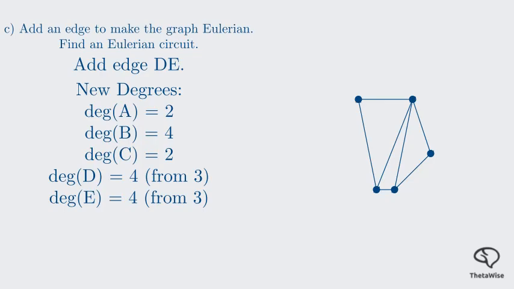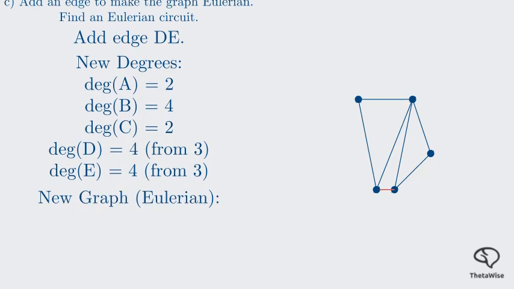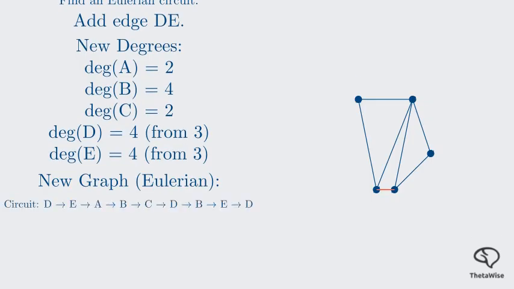The graph is Eulerian. With the new edge DE, we can find an Eulerian circuit starting at any vertex. Let's try starting at D and including our new edge DE. A possible circuit is D to E, the new edge, then E to A to B, B to C, C to D. We've now completed a circuit and used all edges in the A, B, C, D, E pentagon. From D, we go to B, then B to E. We've now used all edges and returned to D. So the circuit is D, E, A, B, C, D, B, E, D.